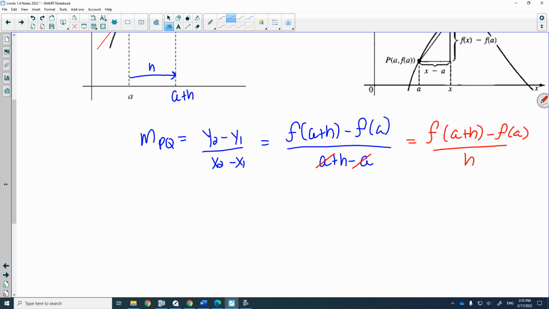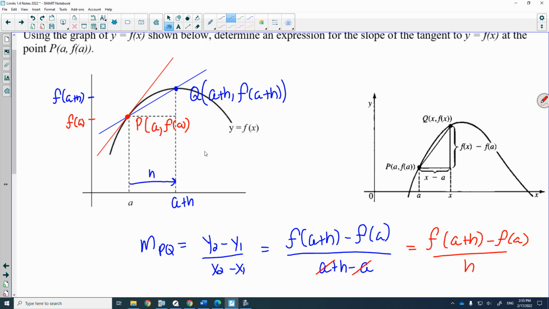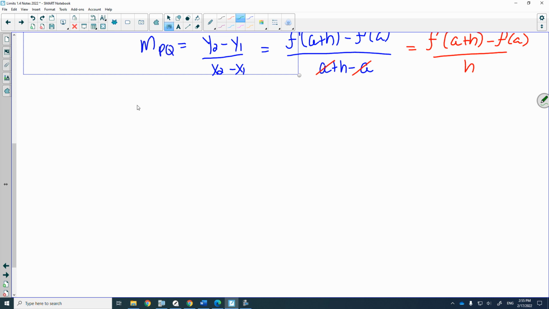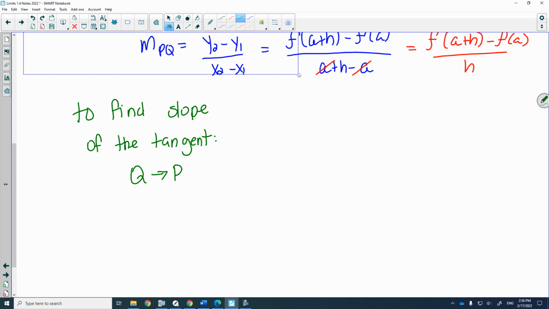Okay, so how do we use the slope of the secant line to get the slope of the tangent line? Remember that the goal is the exact same. So the goal is taking point Q, and we want to bring it closer and closer to point P. If I could get Q closer and closer to point P, the slope of the secant will become the slope of the tangent. So to find the slope of the tangent, what we want to happen is we want to bring Q closer and closer to P.